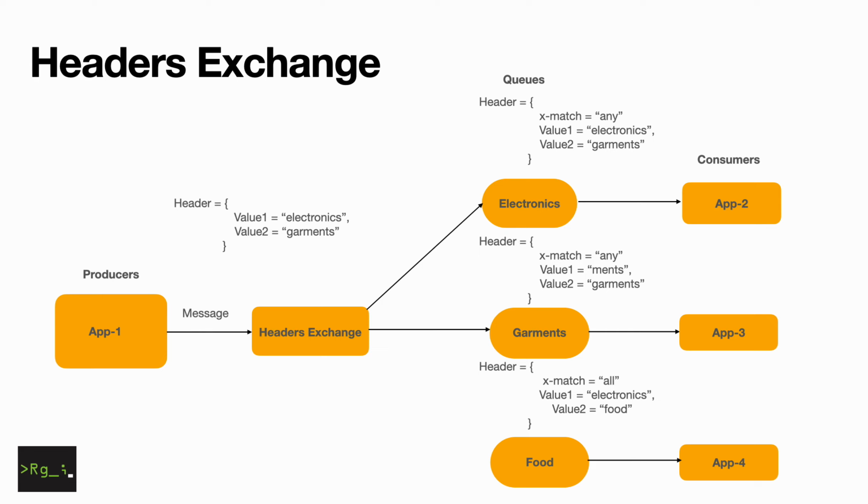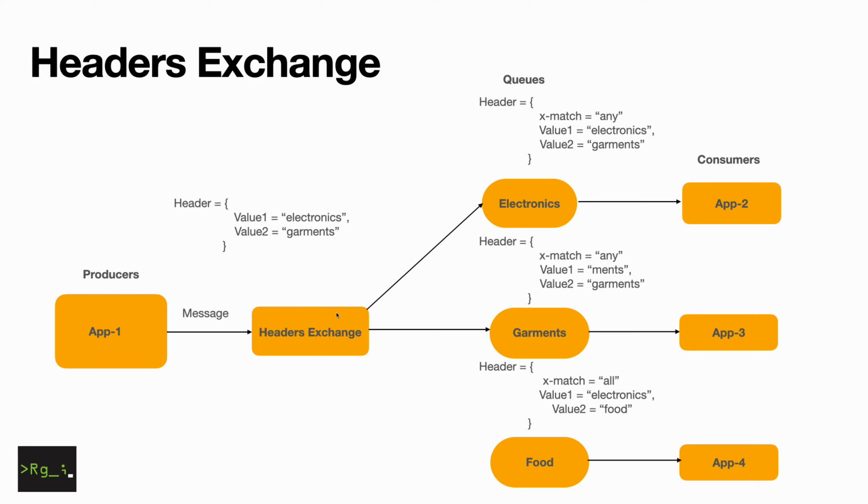So in this case, when we bind the queues with the exchange, we use the header, not the routing key. We use the header to bind between the exchange and the queues. So in this exchange, if you see, this will also have key value pairs. Along with the key value pairs, you have one mandatory thing that is called x-match. It has two values: x-match any or x-match all.